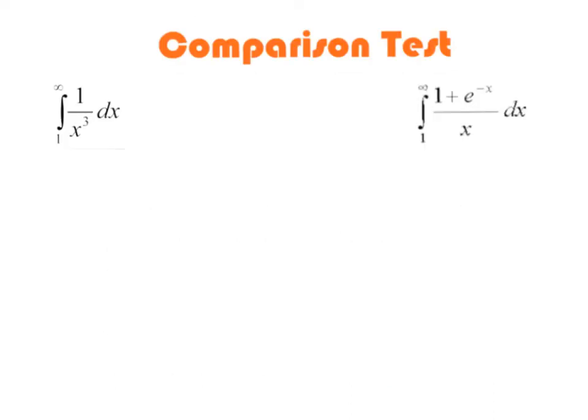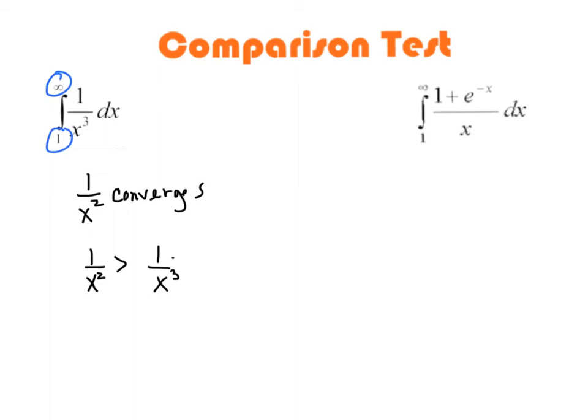So we already said 1 over x cubed, and I just want to think about this. 1 over x squared converges. And 1 over x squared is greater than 1 over x cubed. And by greater, I should point out, at least on the interval that we're talking about, on the interval from 1 to infinity, 1 over x squared is greater than 1 over x cubed. So this must converge as well.